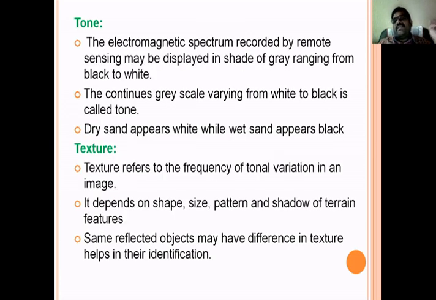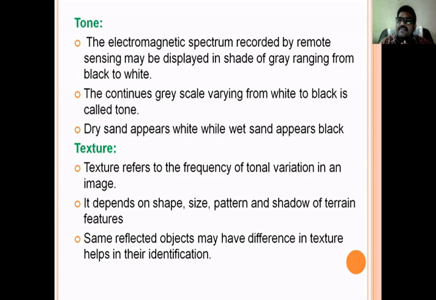The next one is tone. What is tone here? Tone, in the sense, tone or color. See here, there is one statement: the electromagnetic spectrum recorded by remote sensing may be displayed in shades of gray ranging from black to white. The spatial data that is recorded in the electromagnetic spectrum at all the bands appears in a range from white to black. That is called grayscale.